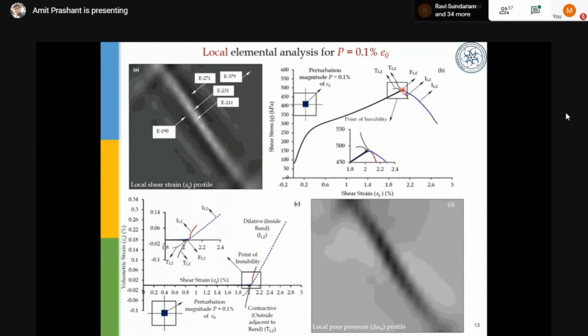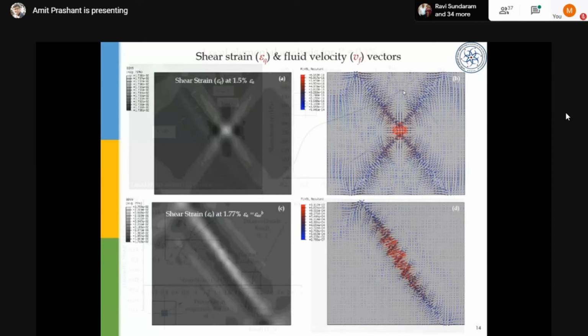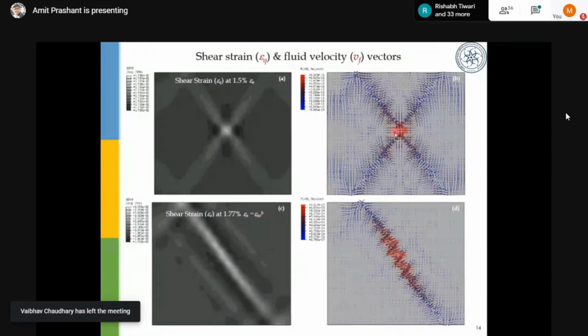undrained. So these are some keywords that you have to keep in mind. What it shows is instability developed, then there is a flow of water all around, fluid is flowing internally, but globally there is no flow.